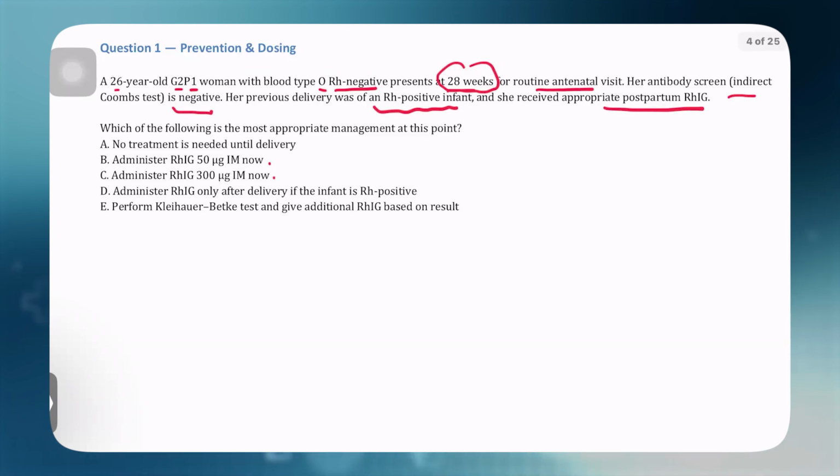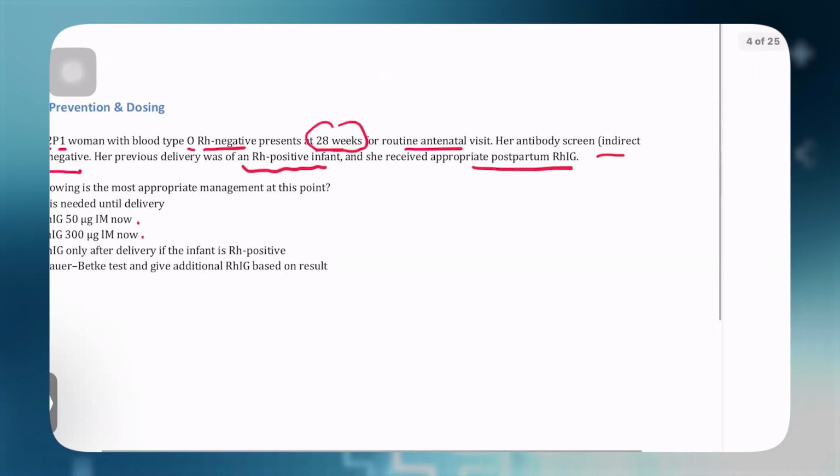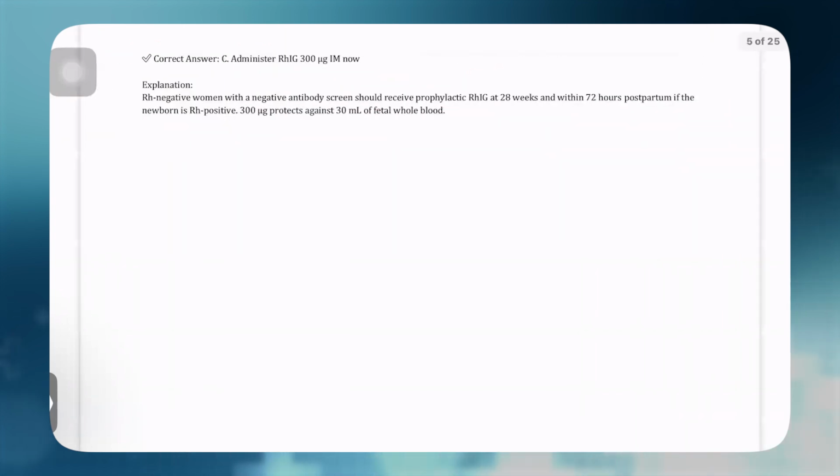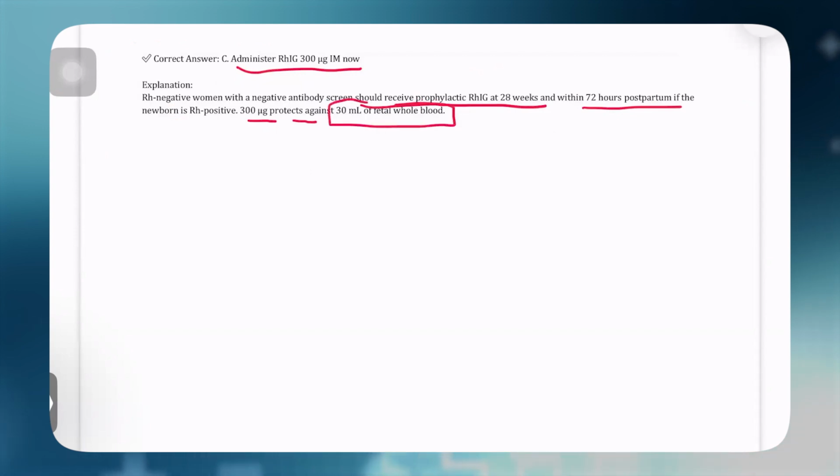Let us suppose she gets pregnant for the third time. This time around, most likely she doesn't have any antibodies in her, but that doesn't mean that you will not go ahead with the prophylaxis. So you will do your bit. And the RH negative woman, so the answer is giving 300 microgram now, should receive prophylactic RHIG at 28 weeks and within 72 hours postpartum. So 300 microgram, this question can come. 300 microgram protects against 30 ml of fetal whole blood.